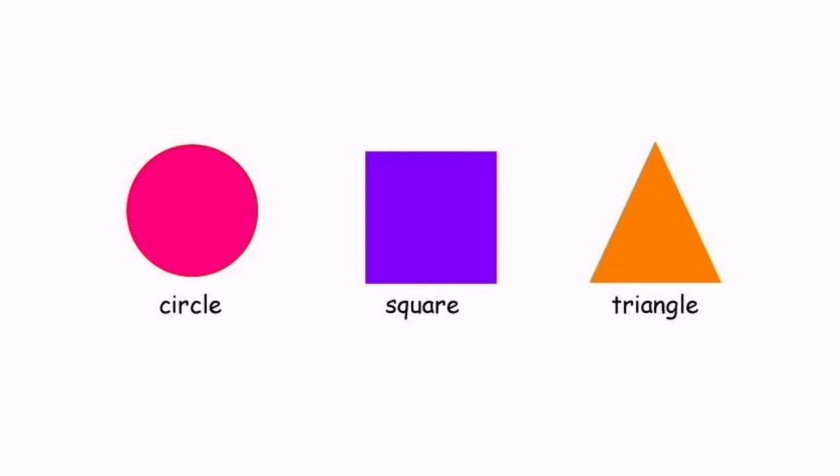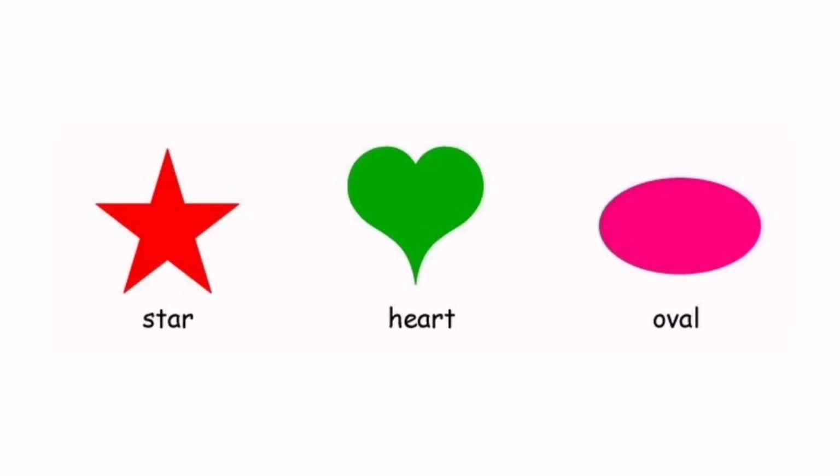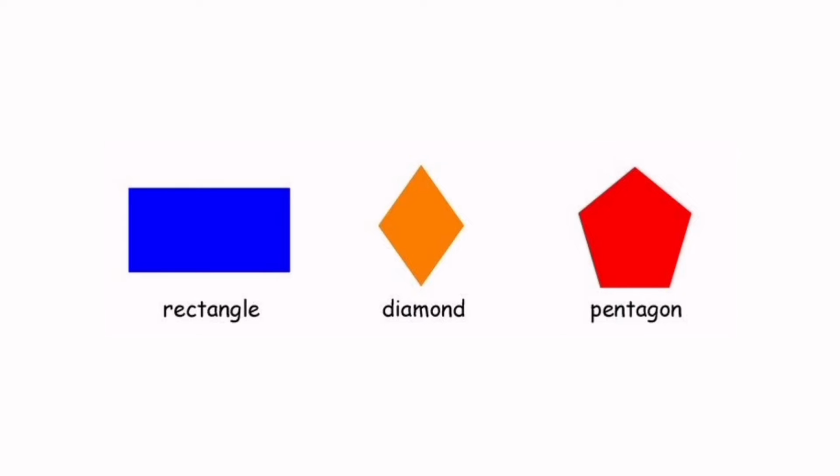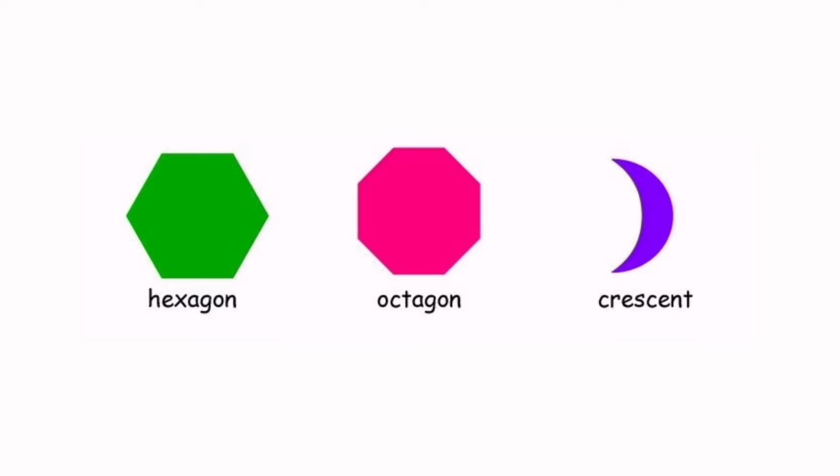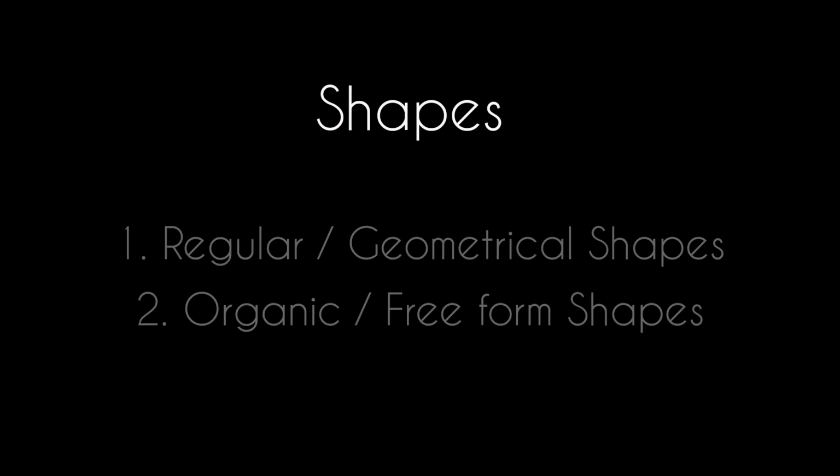You already know the circle and the square and the triangle. Then some other shapes: a star shape, a heart shape, a rectangle, diamond, pentagon, hexagon, octagon, and a crescent shape, the shape of the moon. So there are a lot of basic shapes, you already know about that. Now we see a lot of examples for these shapes.